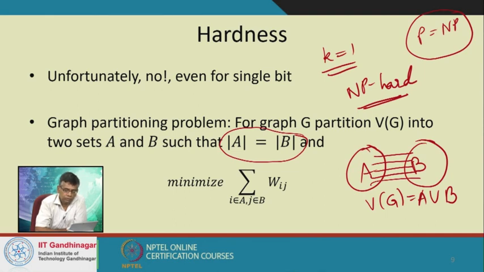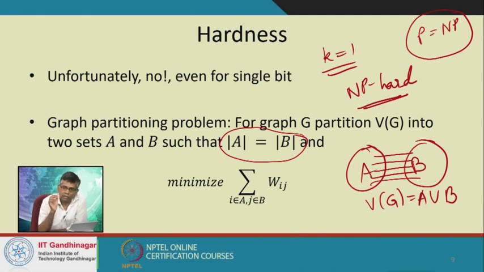Now, if you want to show that our problem is also NP-hard, you have to reduce this graph partitioning problem to our problem. While we are not going to go into the explicit reduction, the intuition is that you can model this graph partitioning problem as the optimization problem that we just saw.